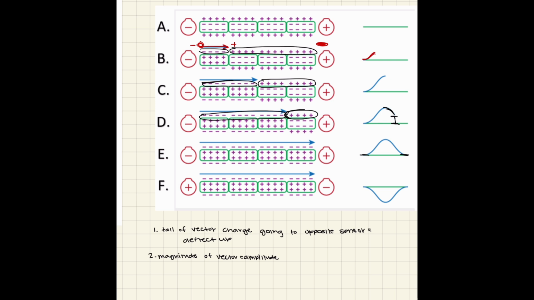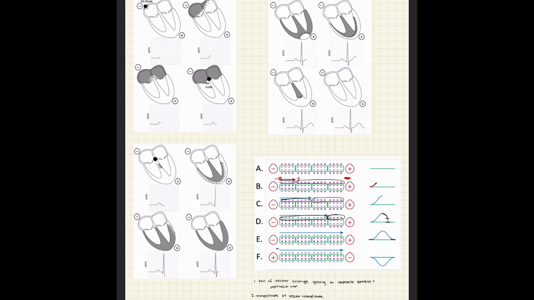And then for F, this is just illustrating that if we were going from a negative tail to a negative sensor, we get a negative deflection, right? Same thing, if you were to go from a positive tail to a positive sensor, you'd get a positive deflection. If you were to go from a positive tail to a negative sensor, you'd get a negative, hold on, positive tail to a positive sensor, you'd still get a positive deflection. If you're going to go from a positive tail to a negative sensor, you'd get a negative deflection because it's opposite.